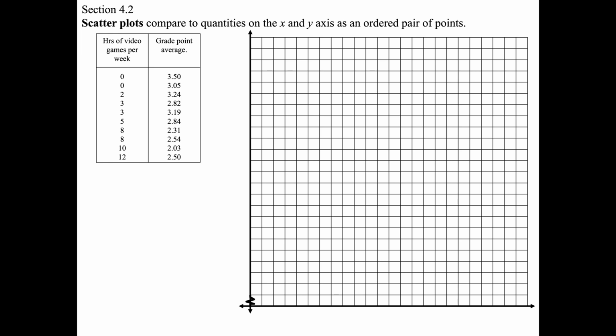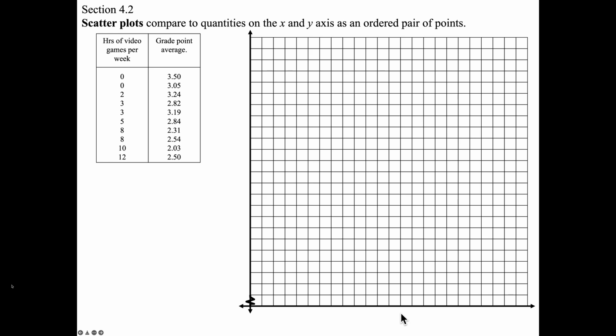So the first thing you want to do is build your X and your Y axis. You want to get these labeled. Since your first column on the left is traditionally your X column, this is your Y. This axis will be the Y for the grade point, and this will be our X axis for the hours of video games per week.